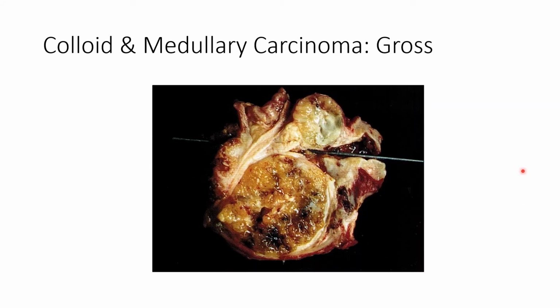Another type of pancreatic cancer we have is colloid and medullary carcinoma. This is the gross appearance. Here you can see this variegated appearance, the fleshy, gelatinous appearance of the tumor, which is a well demarcated round tumor surrounded by this pancreatic parenchyma. This is the head of the pancreas.